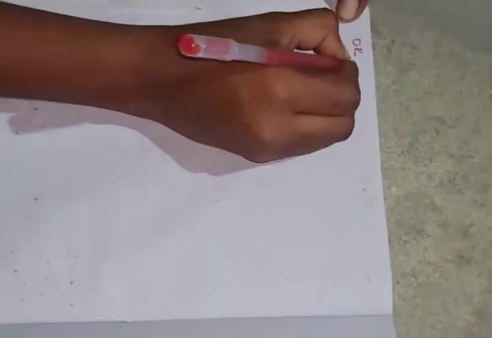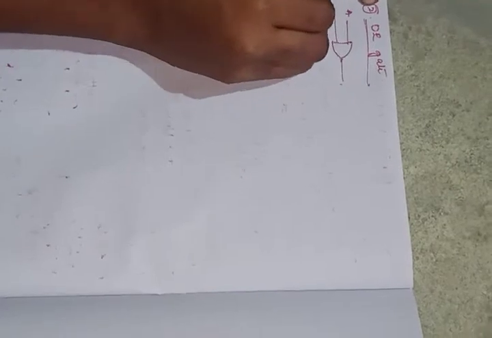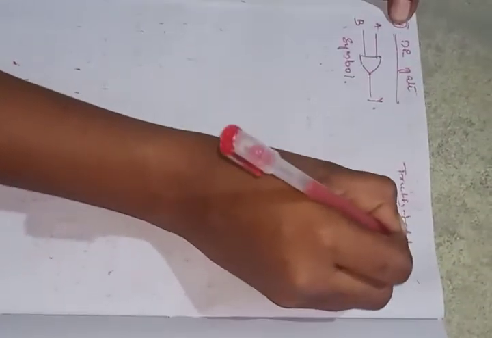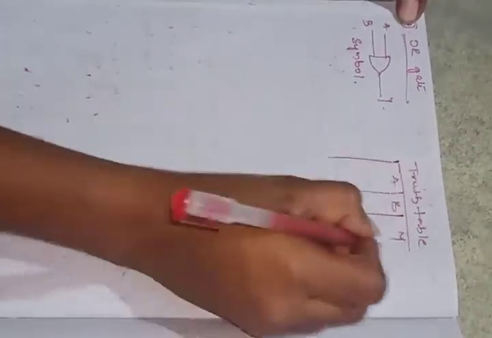Now let me take another gate, for example, OR gate. This is the second basic gate. The symbol of OR gate is this, with inputs A, B and output Y. This symbol. The truth table: A, B, Y.